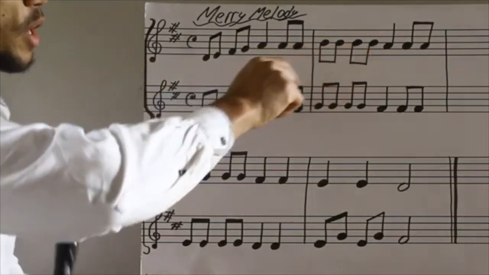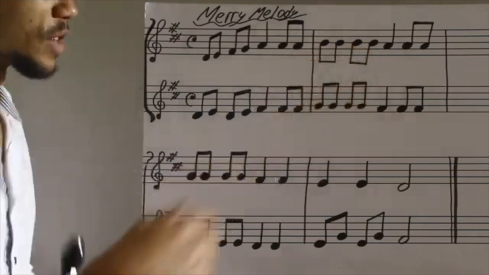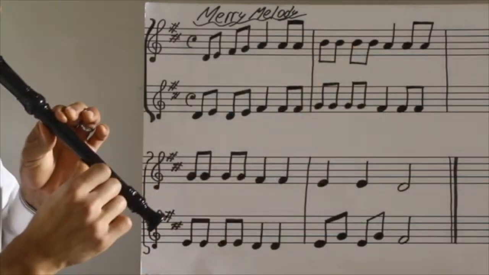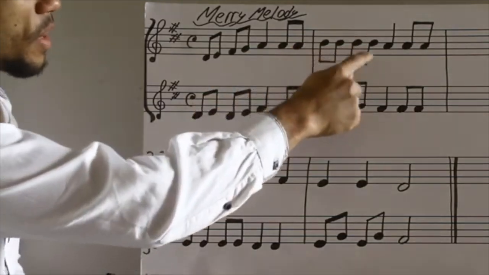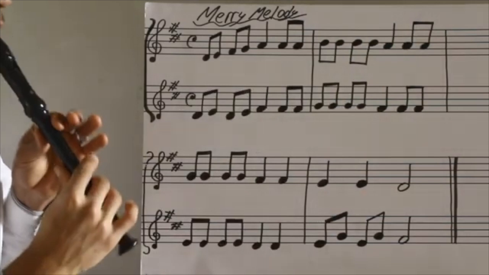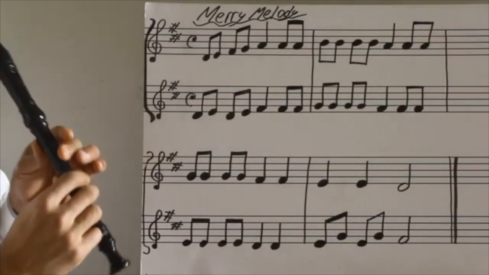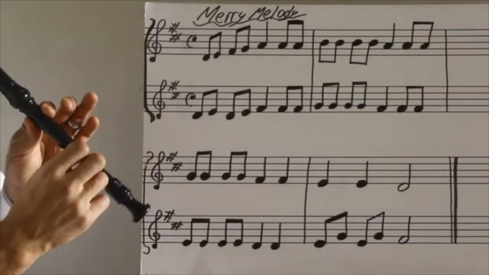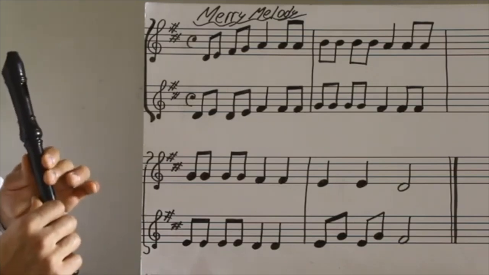Now bar number 2, easy stuff. We have B for 2 quavers. So that's going to be, again, B, B, B, B, A, A, A. Let's go. Again. Last time.